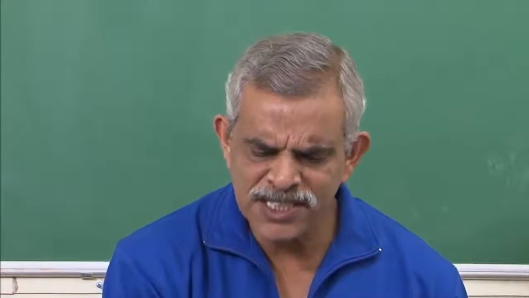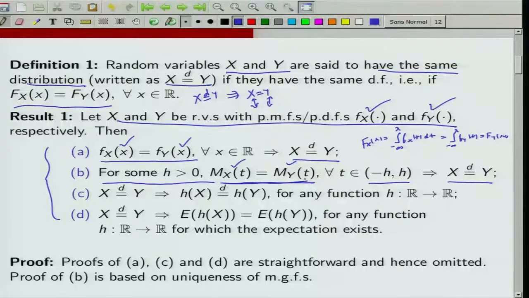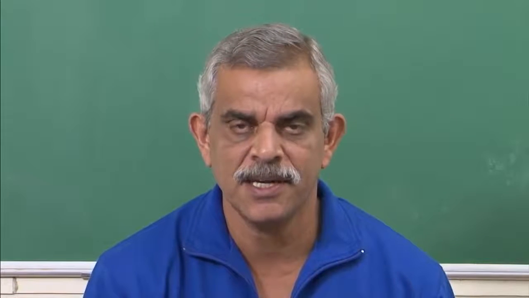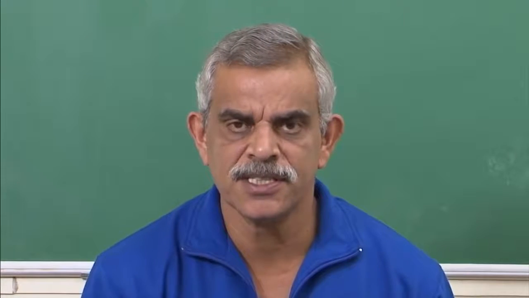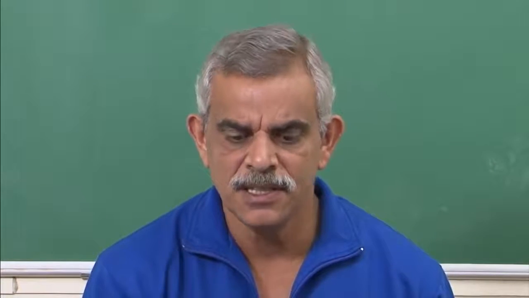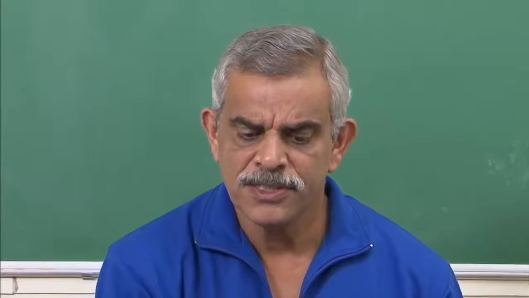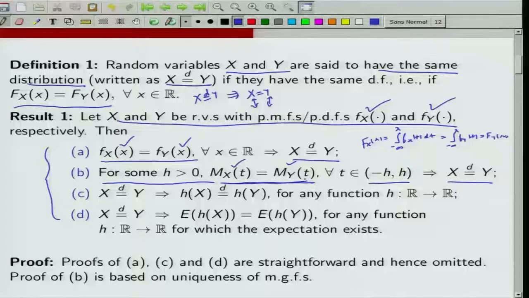I will not prove this result over here, but this follows from the uniqueness of MGFs, because we know that MGFs are unique. The MGF of a function is unique. If there are two functions such that their MGFs coincide in an interval around 0, then the two functions are the same. So, that would prove here that the two probability mass functions or the two probability density functions are the same, which would in turn imply that X and Y have the same distribution.